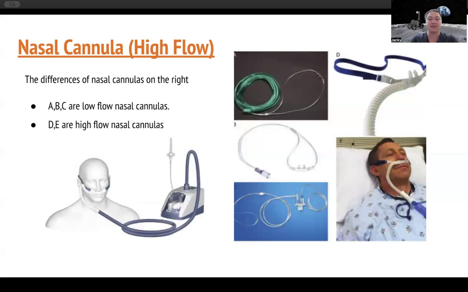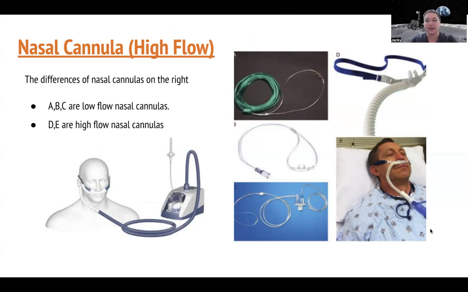And then here we have the different types of nasal cannulas. We have the thin ones in A, B, and C. And then we also have the thicker ones. You can tell that it's a high flow one by the thickness of the tubing. It's going to be more of a core thickness versus the smaller one. That's to get more of the oxygen into the body.